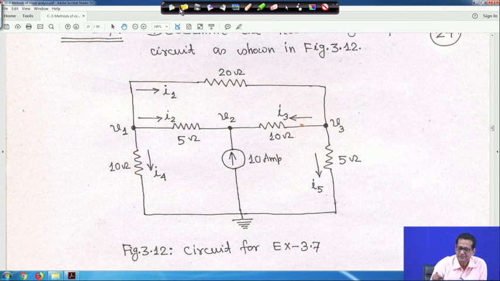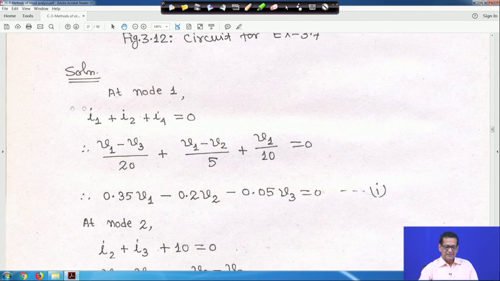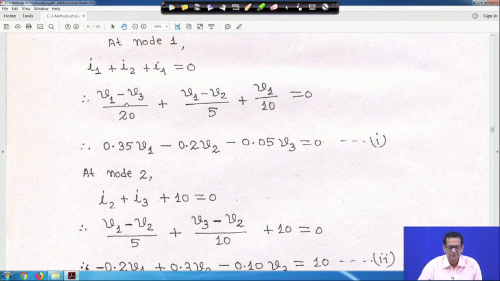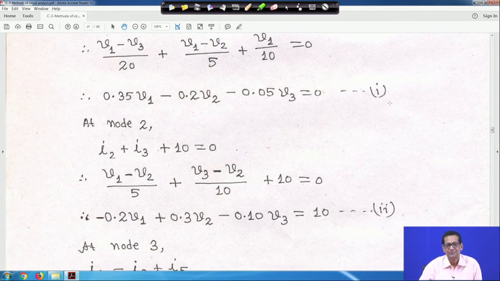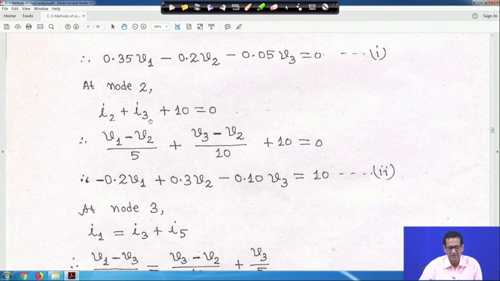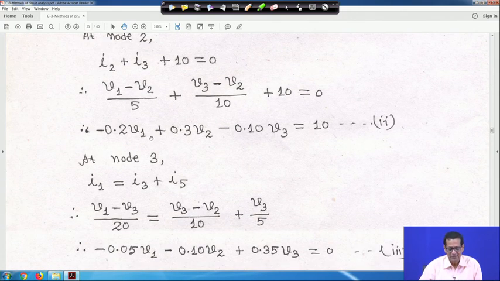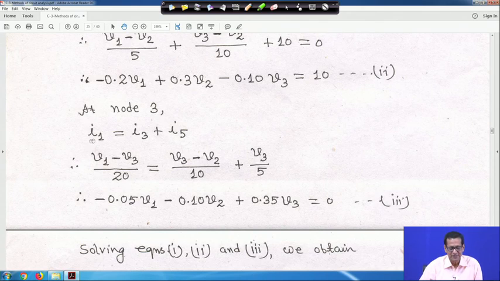Now, directly you can write, I told you, I1 plus I2 plus I4 is equal to 0. You now know I1, I2 and I4 in terms of voltages, so this is one equation. Similarly, at node 2, I2 plus I3 plus 10 is equal to 0. Put all these things in, and upon simplification this is another equation. At node 3 also, I1 is equal to I3 plus I5, and you know I1 and I3.